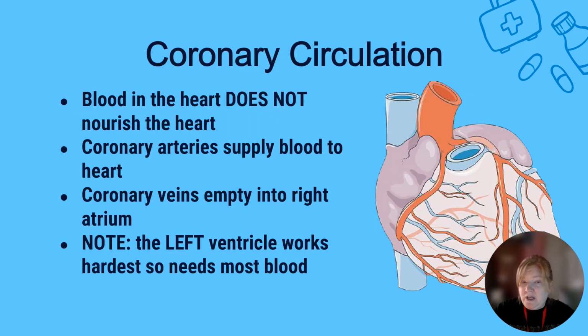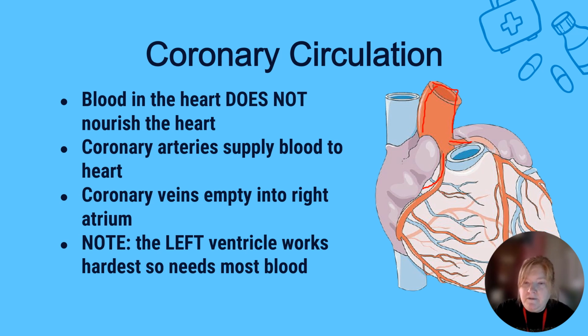Coronary circulation. The blood in the heart does not nourish the heart. It's just flowing through. It's the vessel for it. But coronary arteries, right here, supply blood to the heart. And you can see this vessel right here is the aorta. And you can see that the coronary arteries come off first. Why? Well, there's no point in anything if the heart doesn't get its blood supply. So it has to go to the heart first.